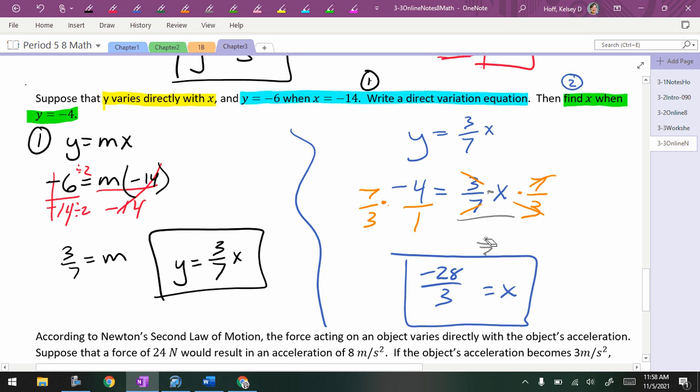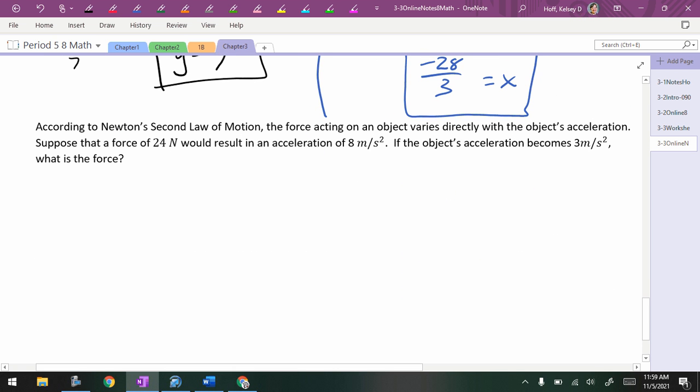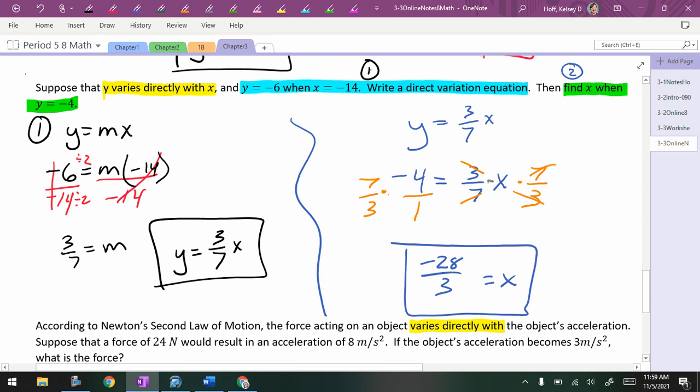Yep. All right, this last one, everybody panics on. They're like, words. It's got words. I can't do it. This process is identical to what we just did in the last 2 problems. They just don't say here's x and here's y. They use other words. According to Newton's second law of motion, the force acting on an object varies directly with the object's acceleration. That phrase we have seen so many times the last 2 days. Up here, y varies directly with x.